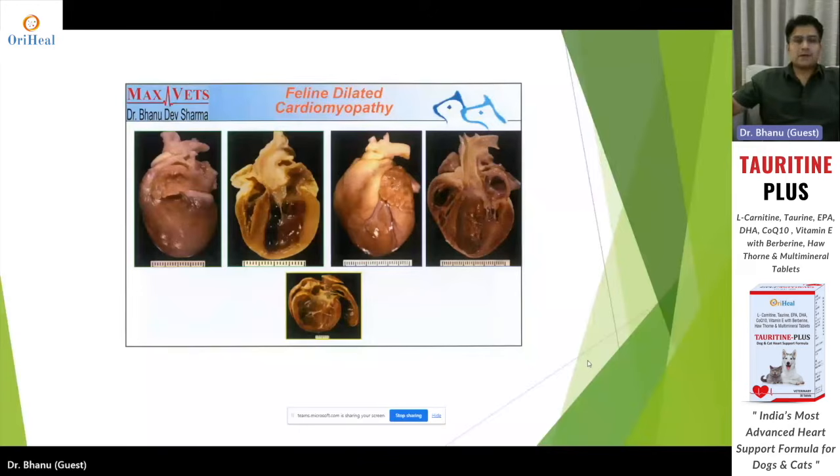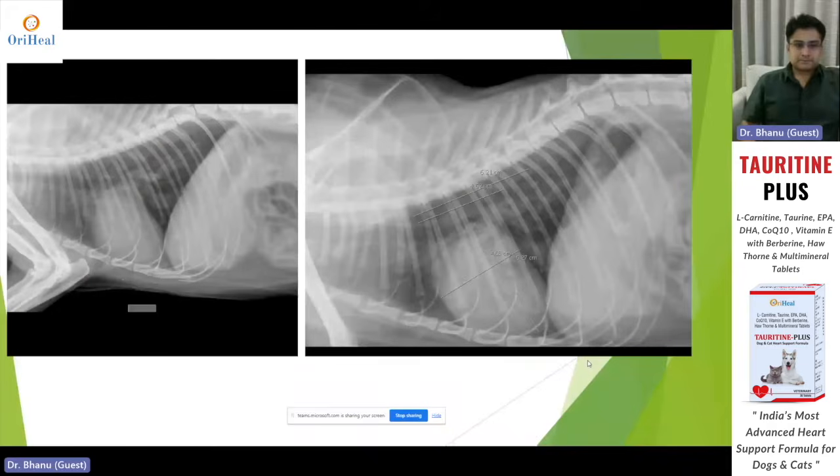Now we come to feline dilated cardiomyopathy. The basic concept is similar to that in dogs and cats, that this is a systolic myocardial heart failure. The left ventricle in all these cases of DCM in cats is not able to pump out the blood properly. It is not able to contract properly.